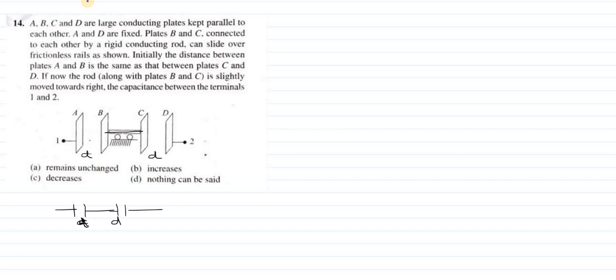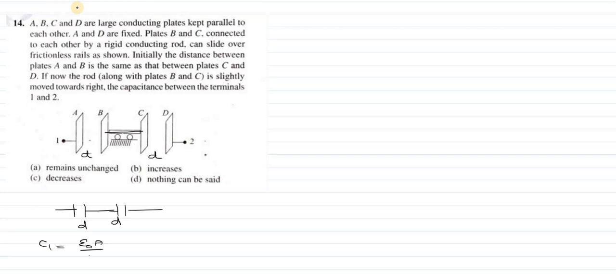Since these are large conducting parallel plates kept parallel to each other, is there anything else they have given? No, we are assuming that the area is the same, because they have not given anything other than this. They only talk about the distance. We just assume that the area, the plates and the medium, everything is the same. So in that case, what is C1?